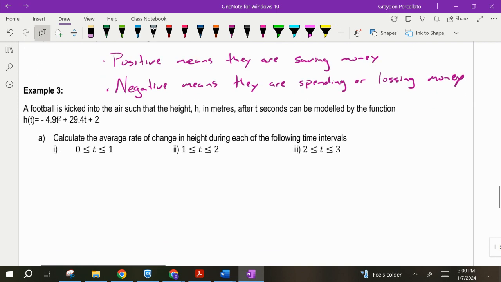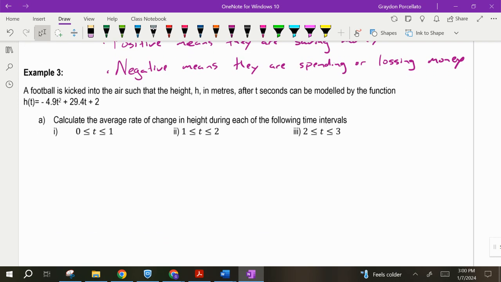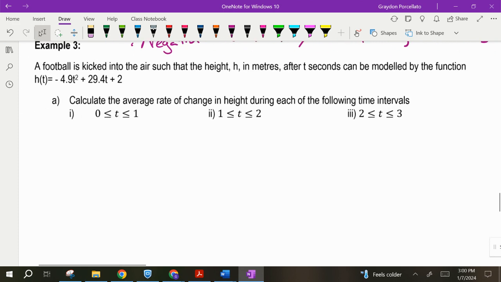All right, now our last example, and I'm just going to scroll down here. Example 3 says a football is kicked into the air such that the height in meters after t seconds can be modeled by the function. Look at this, this looks fun. h of t, so height with respect to time, is equal to negative 4.9 t squared plus 29.4 t plus 2. So that is a function. That is a parabola. We notice that it's a quadratic. t squared tells us that this is a quadratic equation or a parabola.